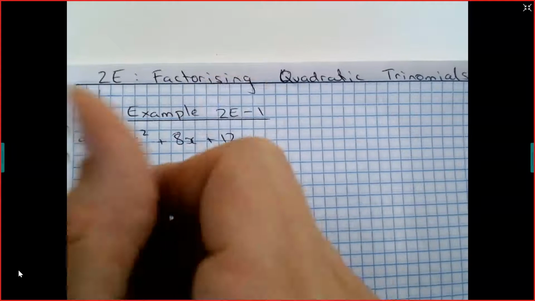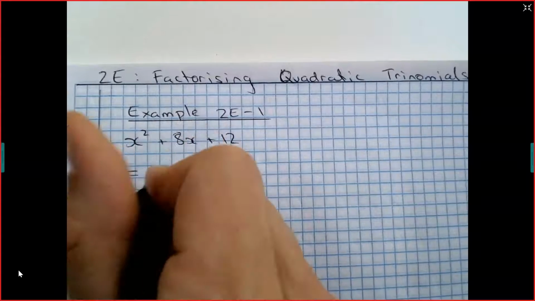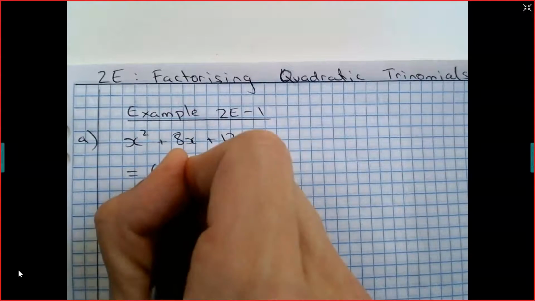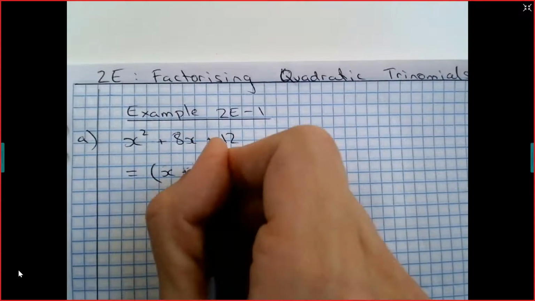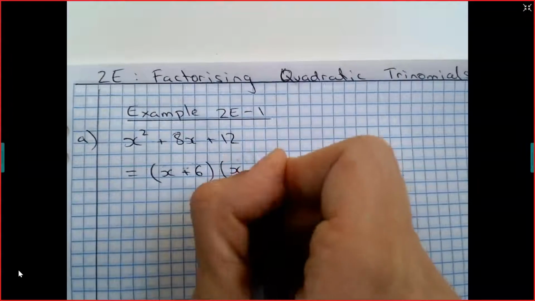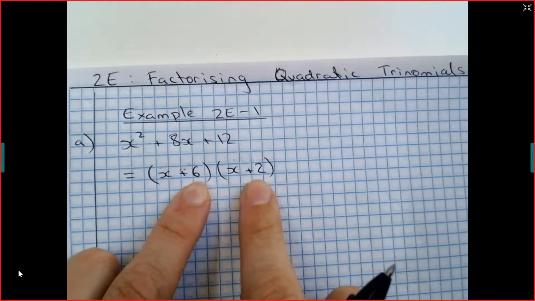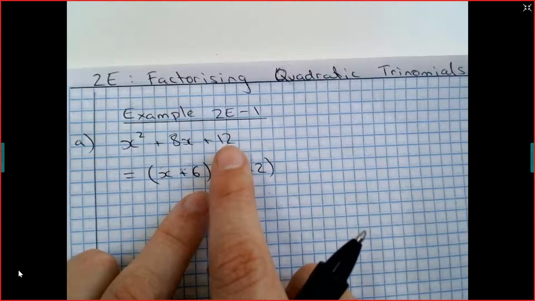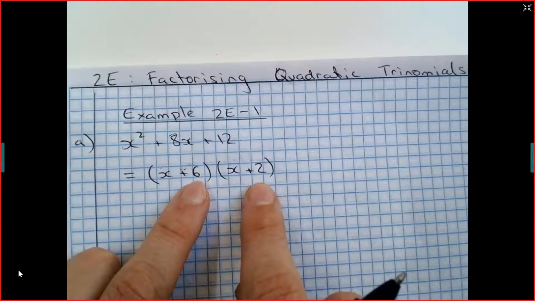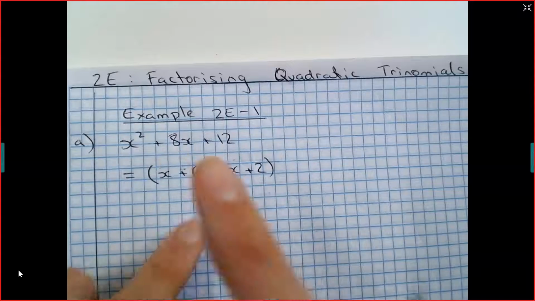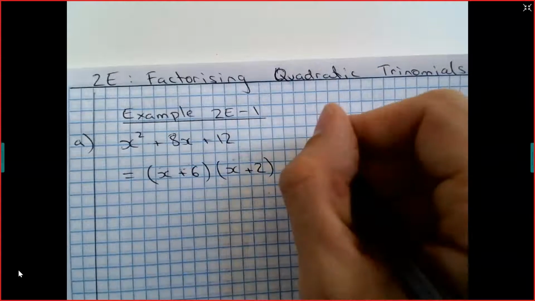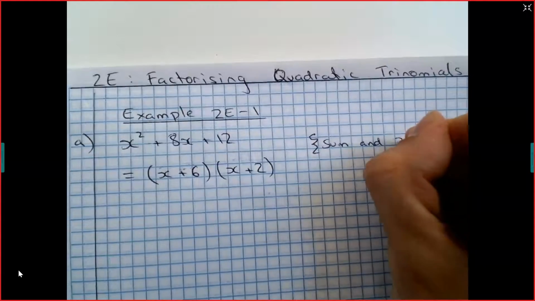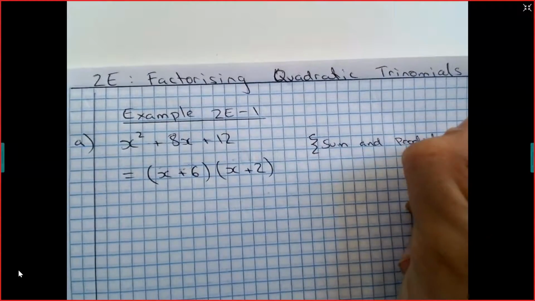Good. Alright, so we can factorise this by writing x plus 6 by x plus 2. So these two terms, when we multiply them, we get 12, and when we add them, we get 8. This is called the sum and product rule.